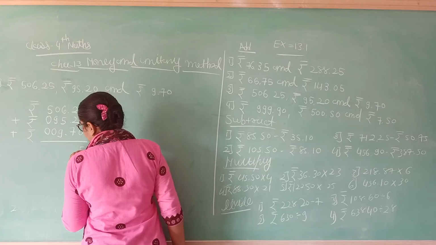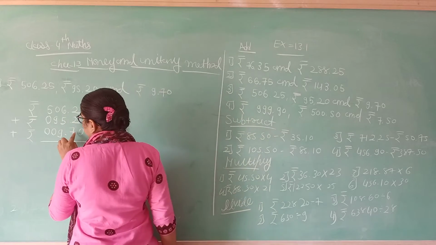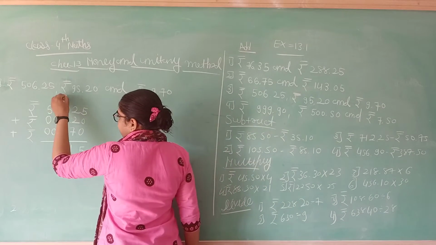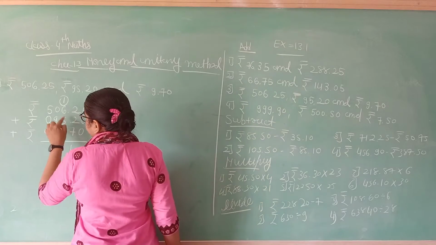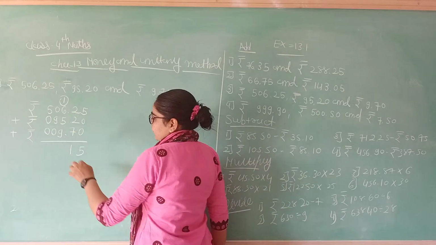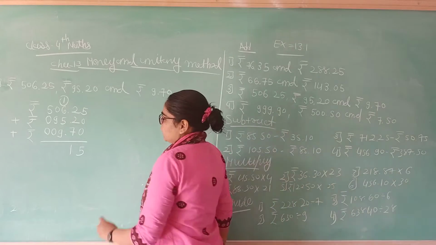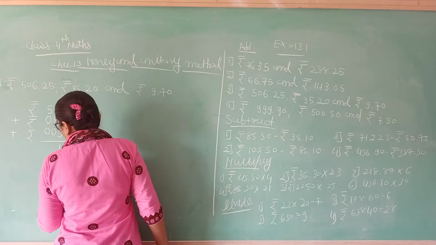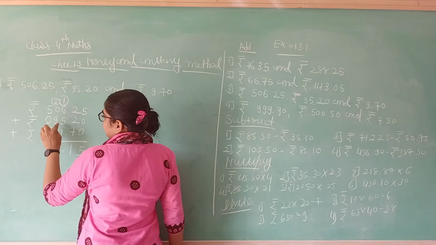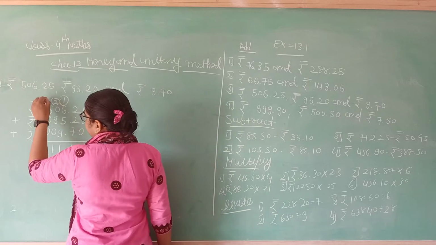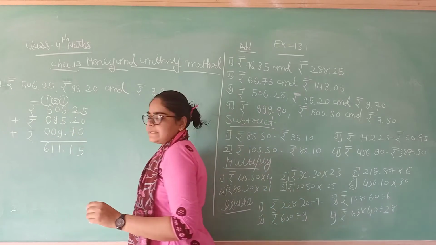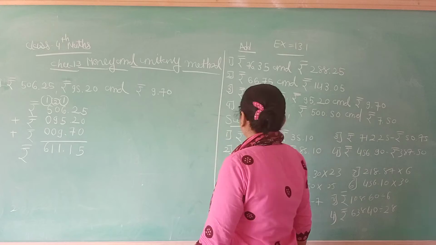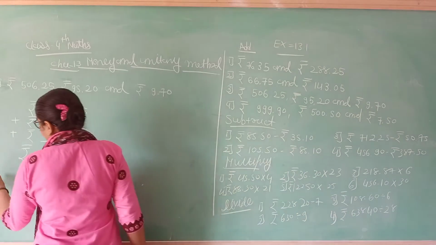Okay, then after doing addition, 5, 2 plus 2, 4, 4 plus 7, 11, but here 1 carry. Okay, 5 plus 1, 6, 6 plus 6, 12, 12 plus 9, 21. So 1 here, 2 carry over. 9 plus 2, 11. 1 here, 1 carry over. 5 plus 1, 6. So the answer is 611.50.